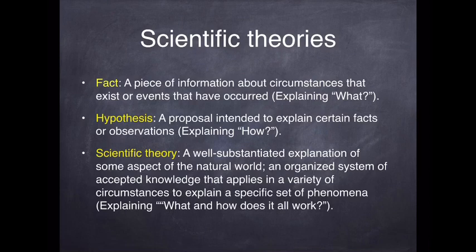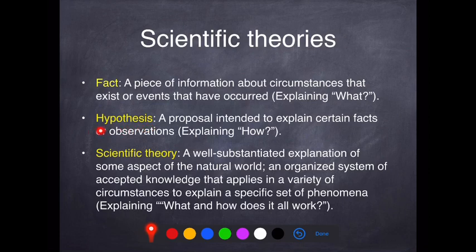When we talk about scientific theories, many people will respond by saying, oh, it's just a theory. That's the incorrect use of the word theory when we come to science. So in science, there are these three words that you need to know: fact, hypothesis, and theory, scientific theory. So a fact is something that you can verify. You can go and check it out and actually see the thing for yourself. So it's a piece of information or something about an event that's occurred.